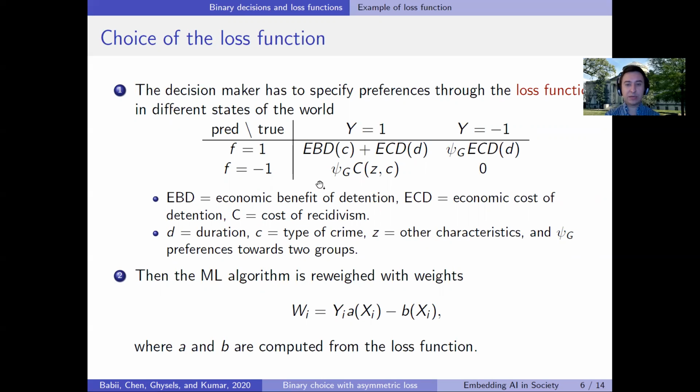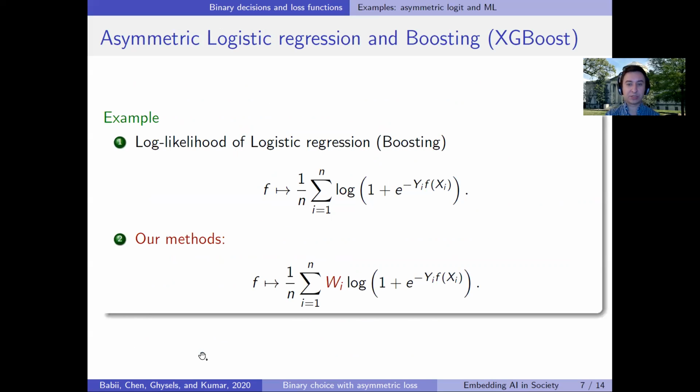And then once we have these loss functions specified in this table for 4 different states of the world, we would need to adjust the machine learning algorithms by some weights. So we have to compute some weight Wi for individual i with the actual outcome yi and some functions a and b applied to covariates xi, where a and b are computed from the loss function.